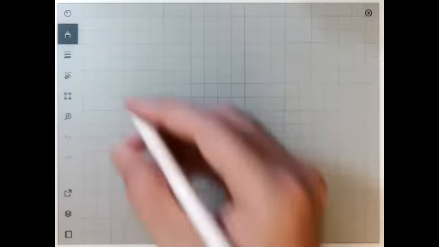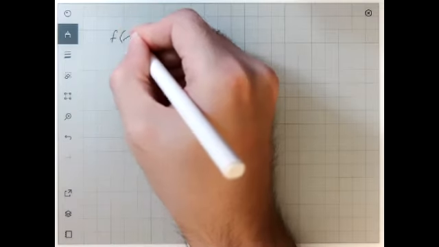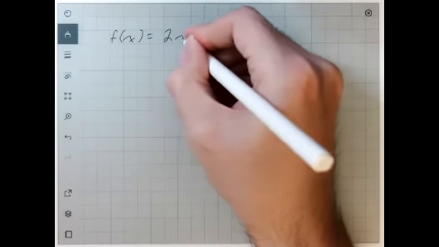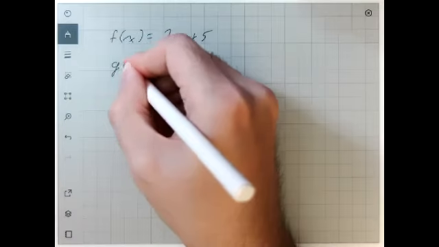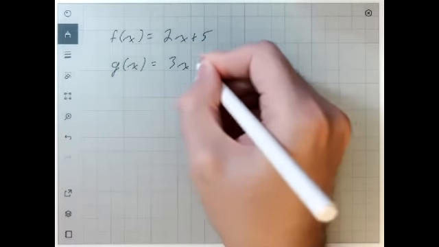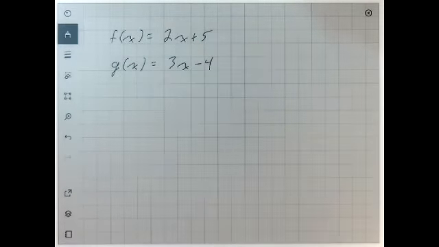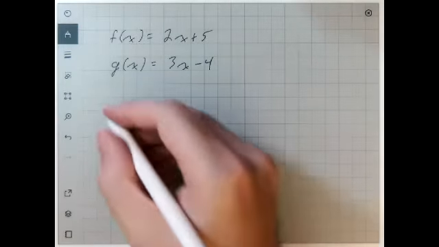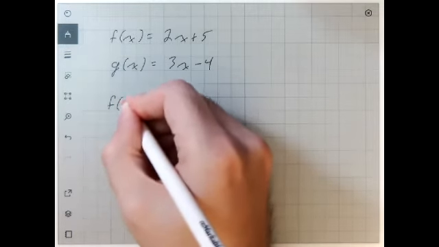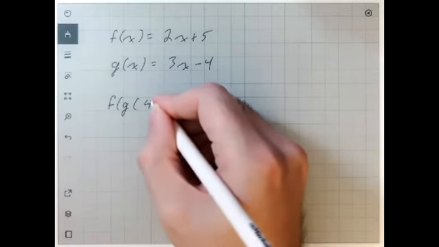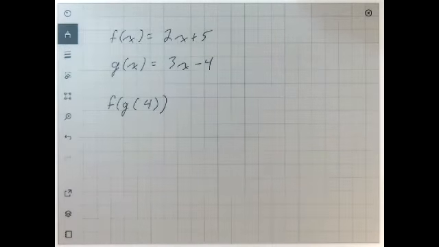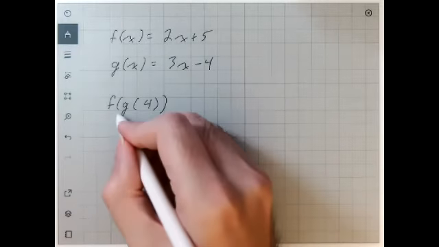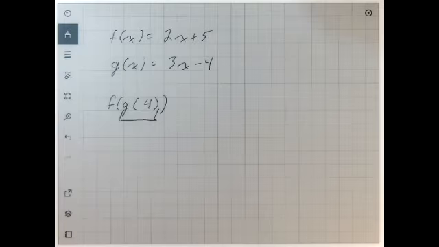So if we have some simple functions, we can think about this in a couple of different ways. Let's start off with an example involving some numbers. F of g of 4. Working using the order of operations from the inside out, the first thing we want to do is figure out g of 4.